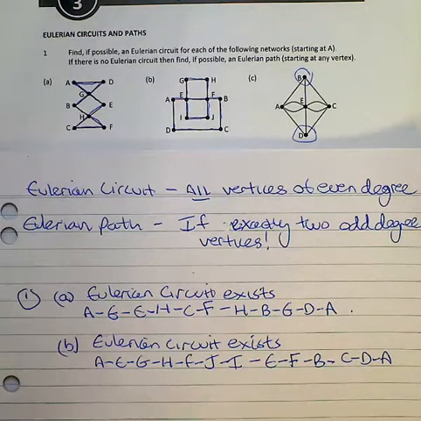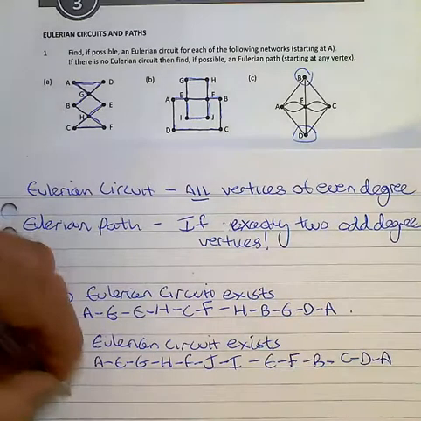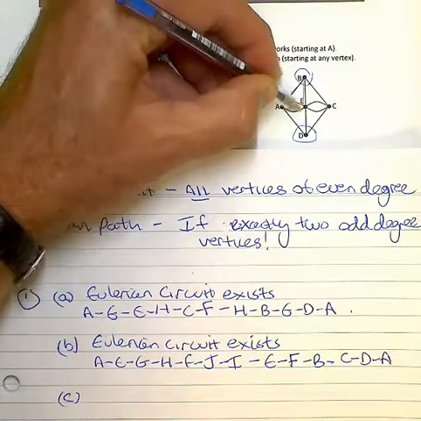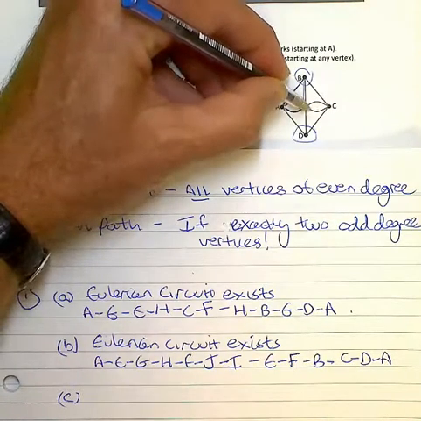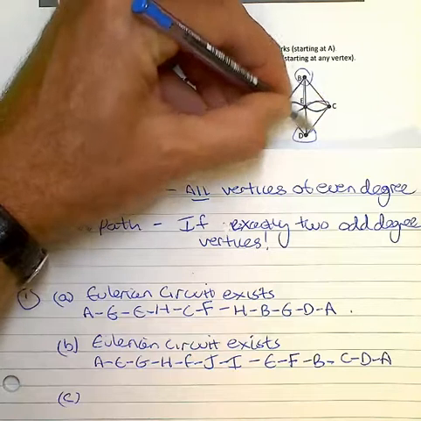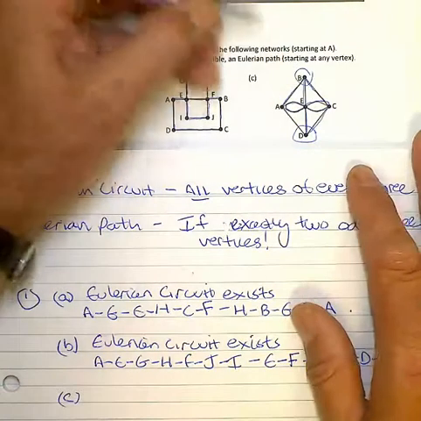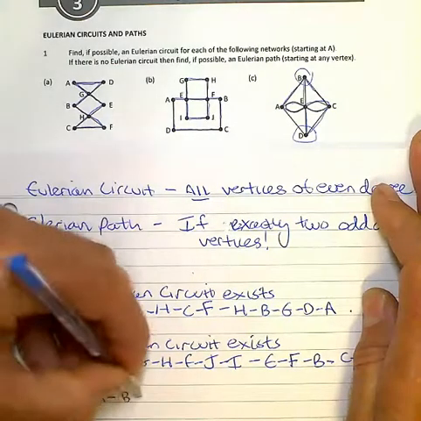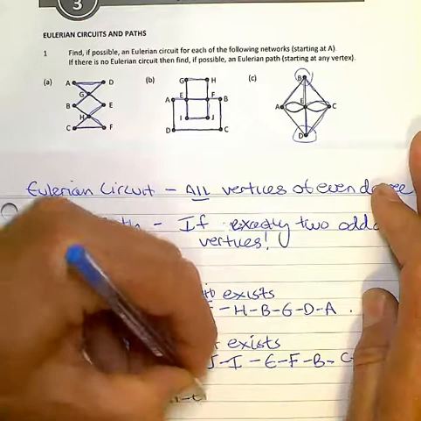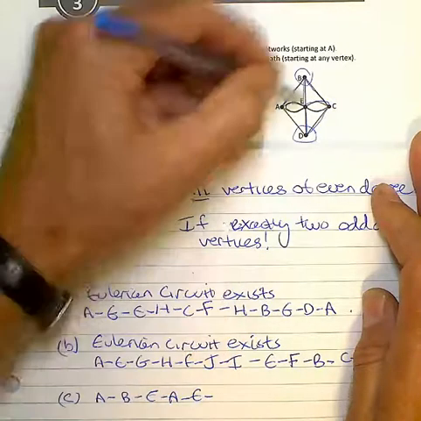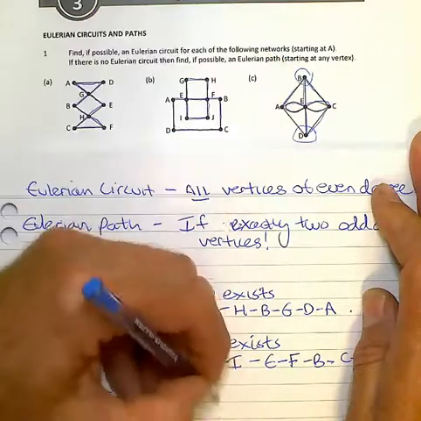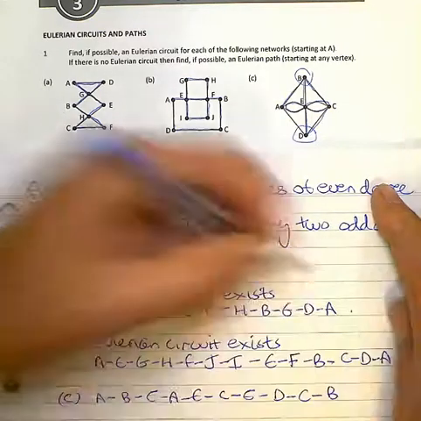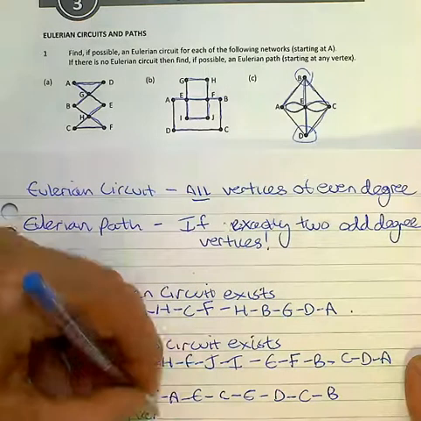So starting this one off, there's a few variants we can have. I can go from A to B, and back to B in that way. I can't find my way back to A. An Eulerian path.